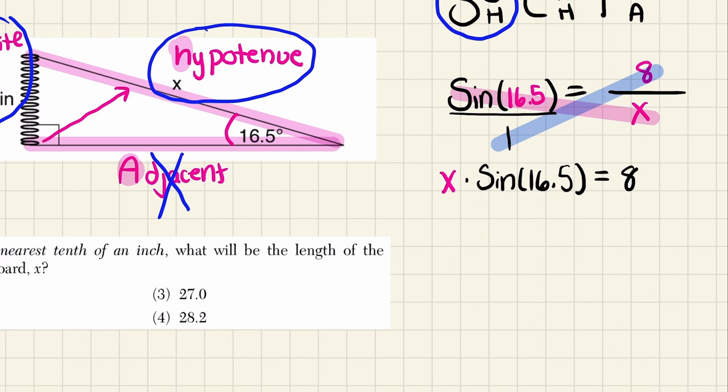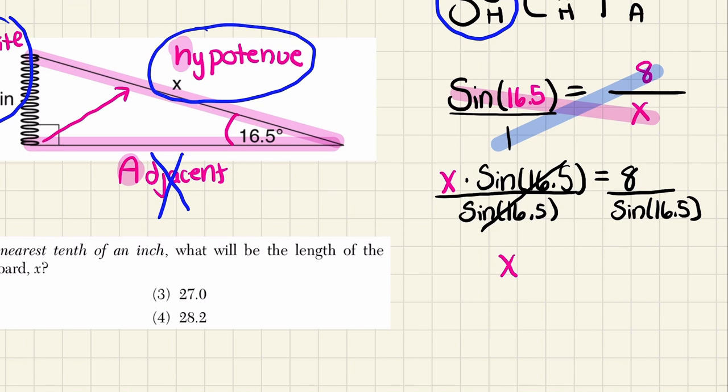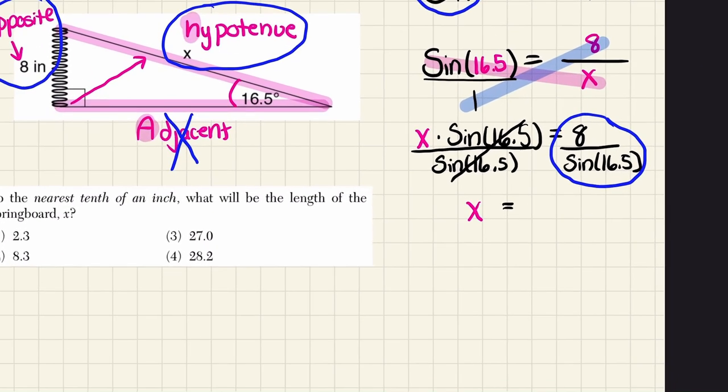Again, I know this can be intimidating because there's a trig function in there, but it's just algebra. If sine of 16.5 is what's with the x, that's what we need to get rid of. The way that we do that is we divide by sine of 16.5 on both sides. I'm going to do it on this side and on this side. Don't be intimidated by the way things look, because we have a very smart calculator that's going to do all the hard work for you. Those sines are going to reduce and I'm going to be left with just an x on this side. And over here, this is what I'm going to be entering into my calculator: 8 divided by sine of 16.5.